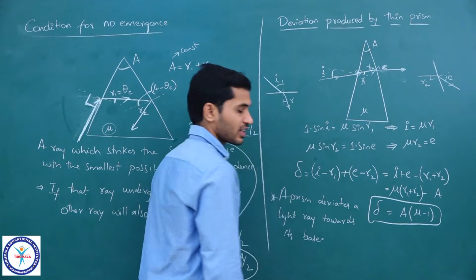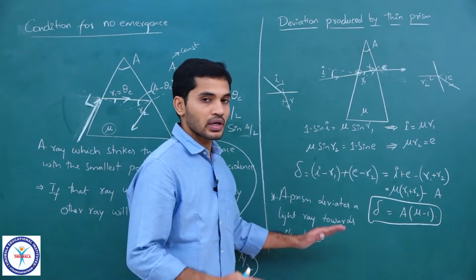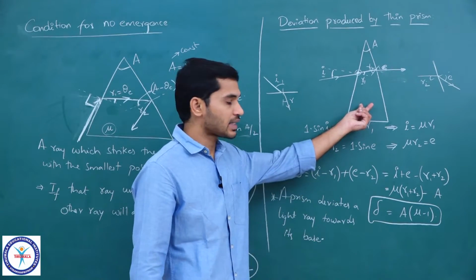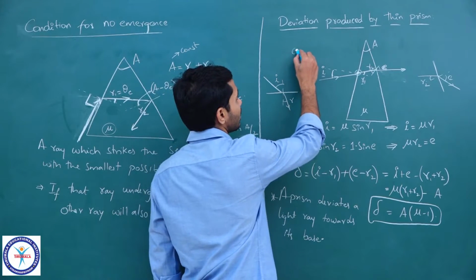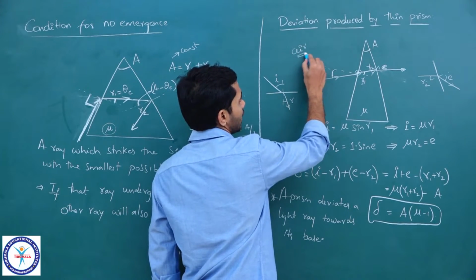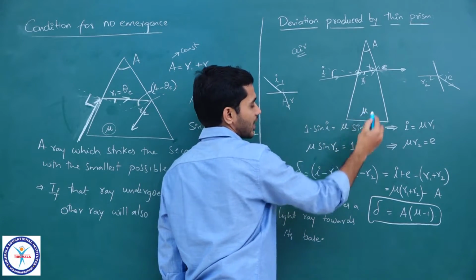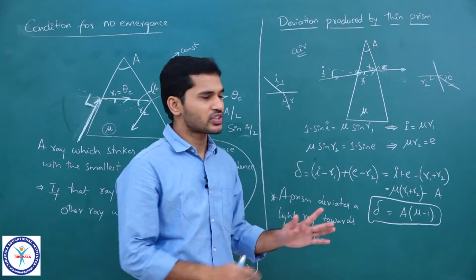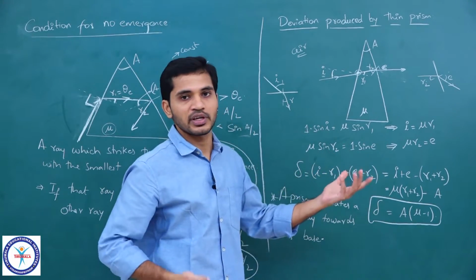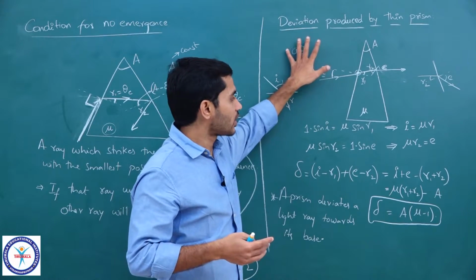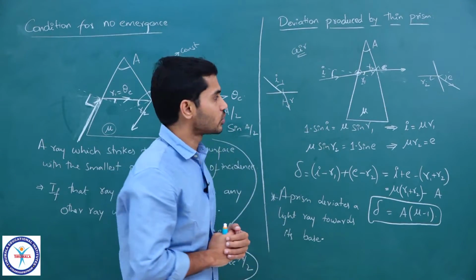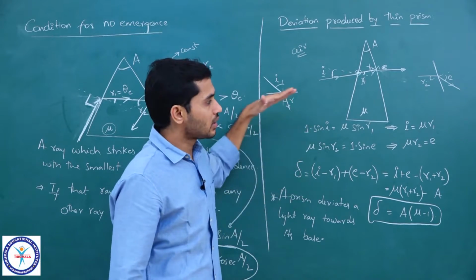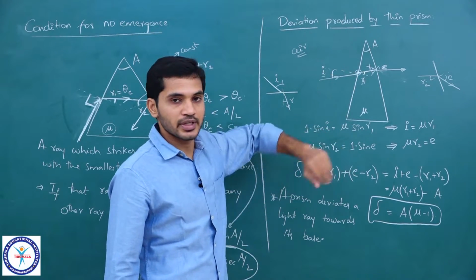Now, whatever I have written here is considering that the prism has a higher refractive index than its surroundings. If I consider that the surrounding is air and the prism has a higher refractive index, which is most of the cases, then outside we have air and the material of the prism has a higher refractive index. In such a scenario, we can say that the light ray deviates towards the base of the prism.